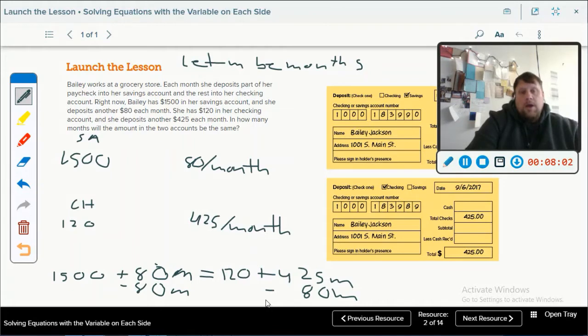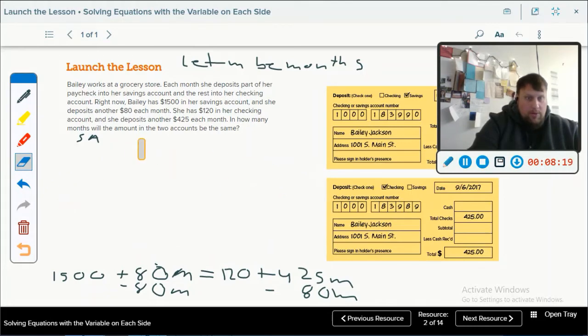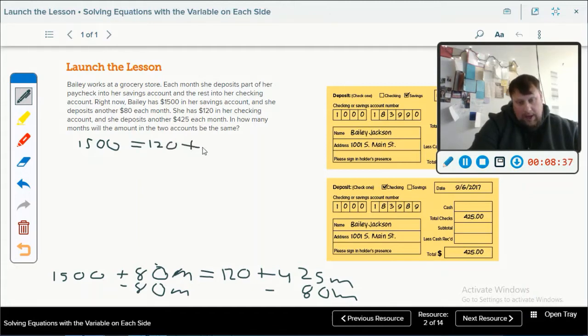Let me do this in one step. I think it might help. I've got to erase up here, so make sure you have this part in your notes, but I've got to erase it for the interest of room. And I'm going to get 1,500 equals 120 plus, when I took away 80m, that became 345m.